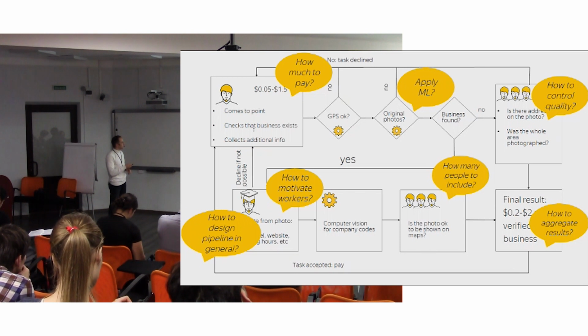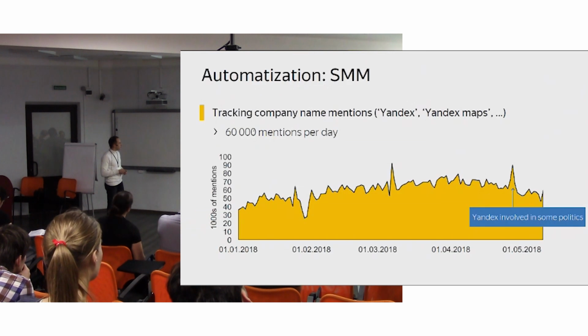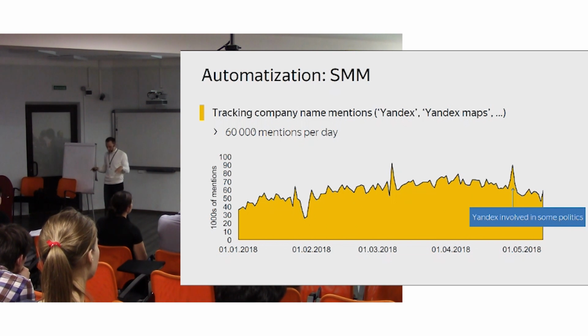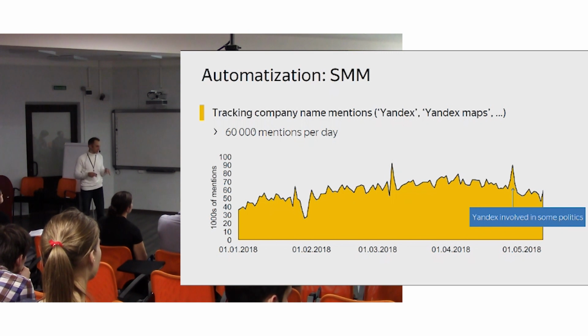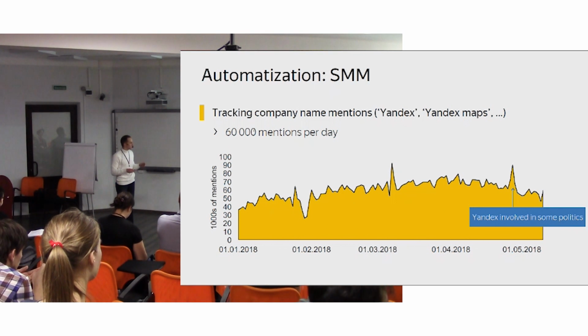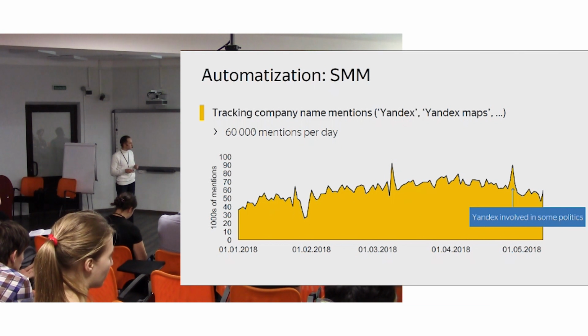Okay, let me proceed to another task. As I said earlier, we can use our platform not only for gathering labels for machine learning algorithms, but also for some simple tasks like automation of some processes. For example, automation of tracking company mentions in social networks. Every day we get about 60,000 mentions per day. This is a graph of mentions of Yandex and Yandex services in all social networks for the first half of 2018.